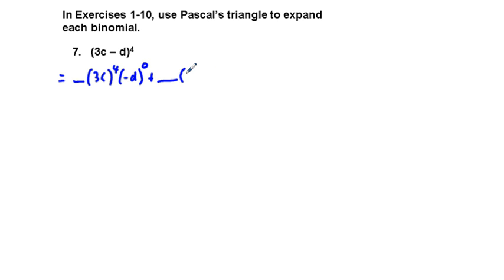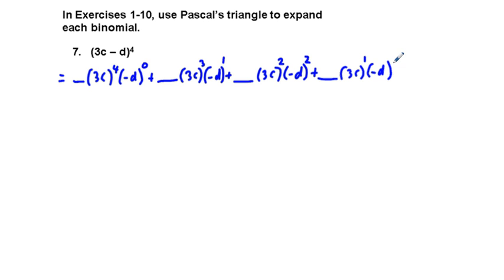We're going to have this 3c to the third power, and we're going to have this negative d to the first power, plus some coefficient, 3c squared, and we'll have negative d squared. That's our third term. We're going to need to have two more, plus some coefficient. We have 3c to the first power, and we'll have this negative d to the third power. Oh, excuse me.